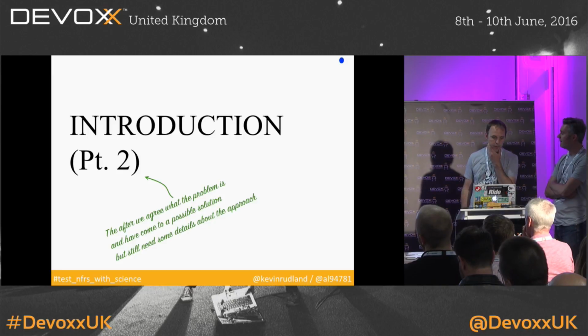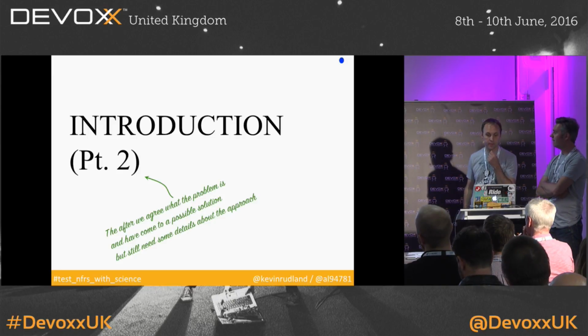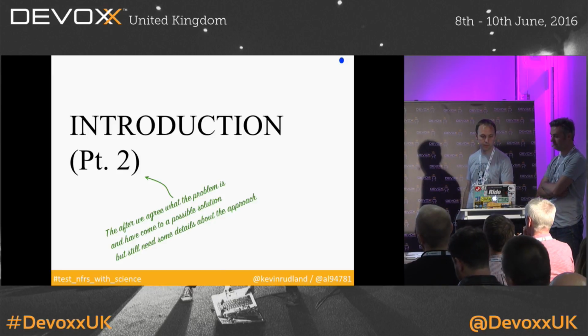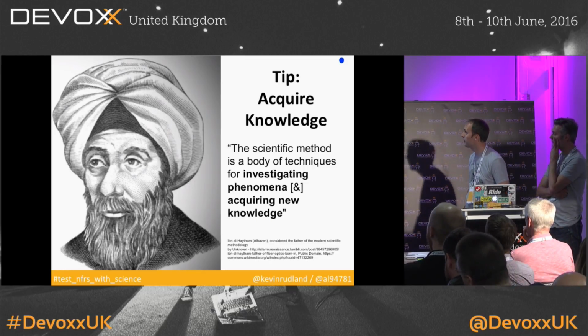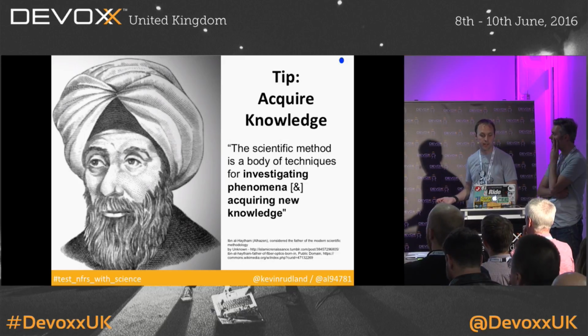So let's slightly scope up behind us. We're now ready to start diving into some of the details for what it might mean for us. So the first thing is quiet knowledge. The scientific method is a body of techniques for investigating phenomena requiring new knowledge.